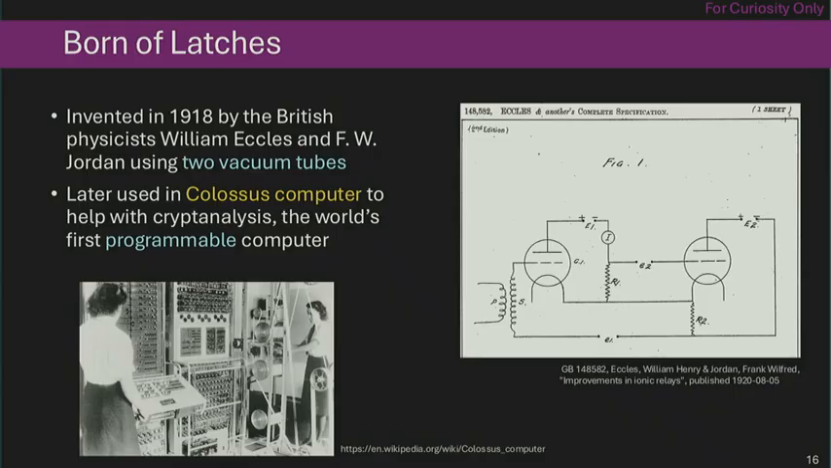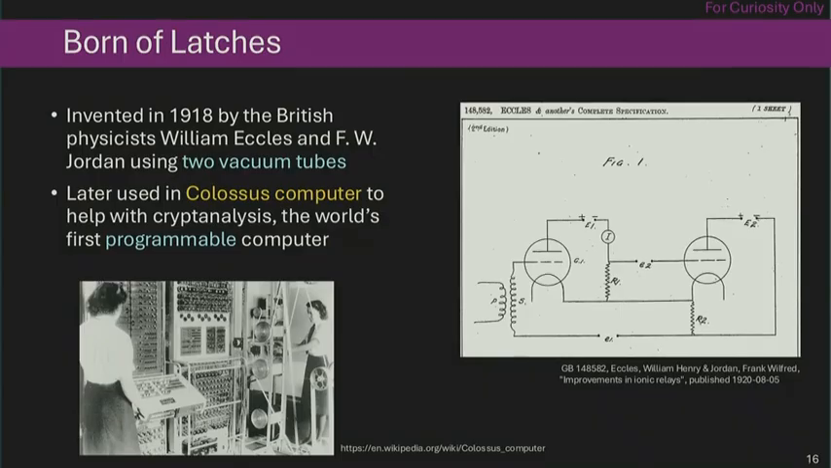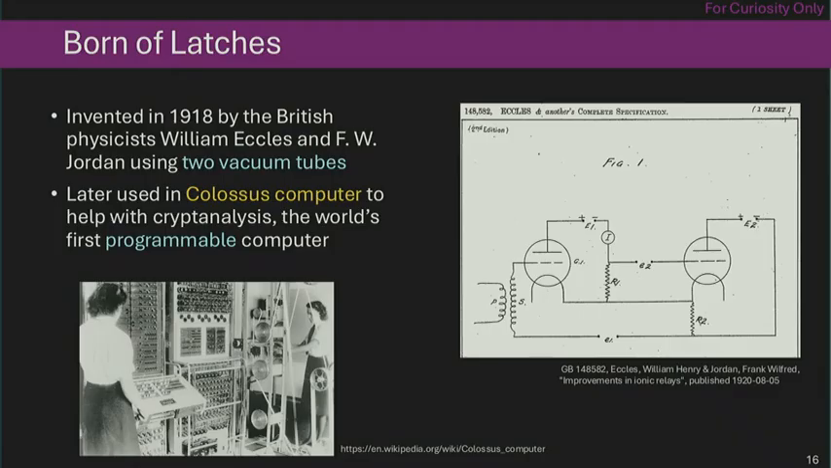But you see that diagram. This is a patent diagram from 1920, right, by those people. And they have these two devices, and they have some connections between them, forming a combinational cycle, a back-to-back connection of two vacuum tubes. And that's probably exactly what we did with our two NOR gates. And this latch was later used in Colossus, the computer used to help with cryptanalysis. That's widely believed to be the first programmable computer, and it was used to crack some of these coding schemes.